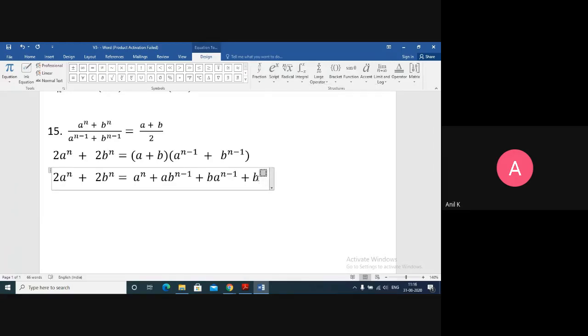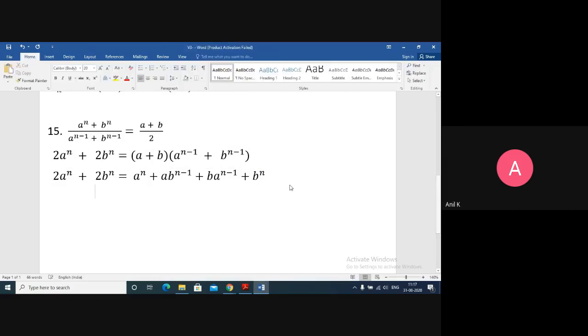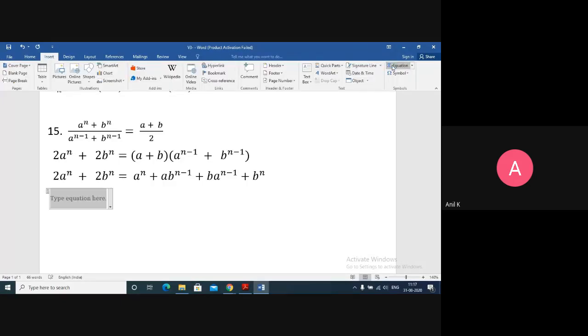A power m into a power n is a power m plus n. So this b means b to the power of 1, so b to the power of 1 plus n minus 1. The 1 will get cancelled. It will be b to the power of n. Now for further simplification, what you can do is bring this a to the power of n as well as this b to the power of n to the left hand side, so it will be subtracted with this term.